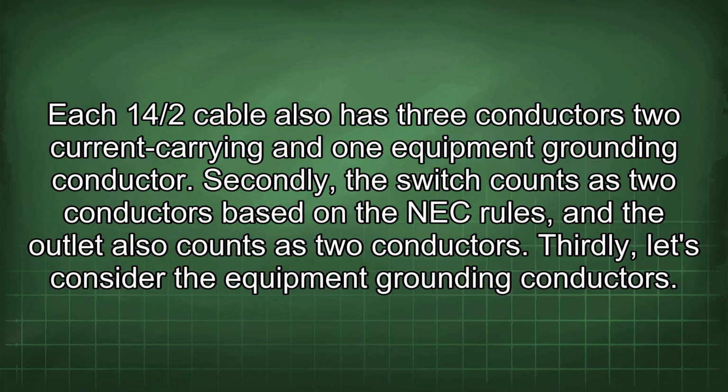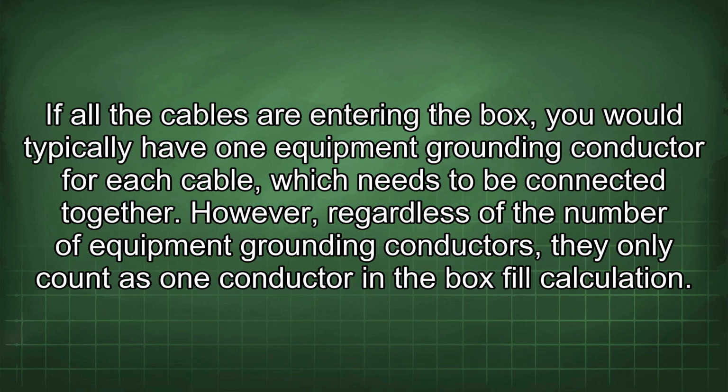Secondly, the switch counts as 2 conductors based on the NEC rules, and the outlet also counts as 2 conductors. Thirdly, let's consider the equipment grounding conductors. If all the cables are entering the box, you would typically have 1 equipment grounding conductor for each cable, which needs to be connected together. However, regardless of the number of equipment grounding conductors, they only count as 1 conductor in the box fill calculation.